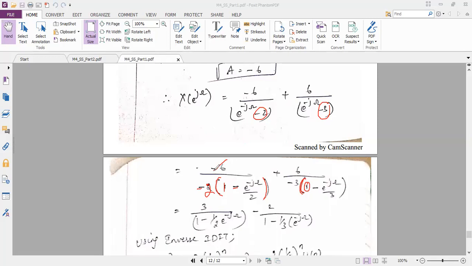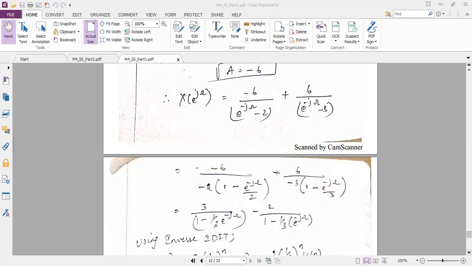If there is a possibility of cancelling the numbers in the numerator and denominator, you can do it. From the first term, minus 6 and minus 2 can be easily divided. So it becomes plus 3 and the denominator remains the same. In the second term, 6 and minus 3, when you divide, become minus 2. So minus 2, the whole divided by 1 minus 1 by 3 e power minus j omega. So successfully, I made the denominator in the proper form so that I can apply the ready-made formula.